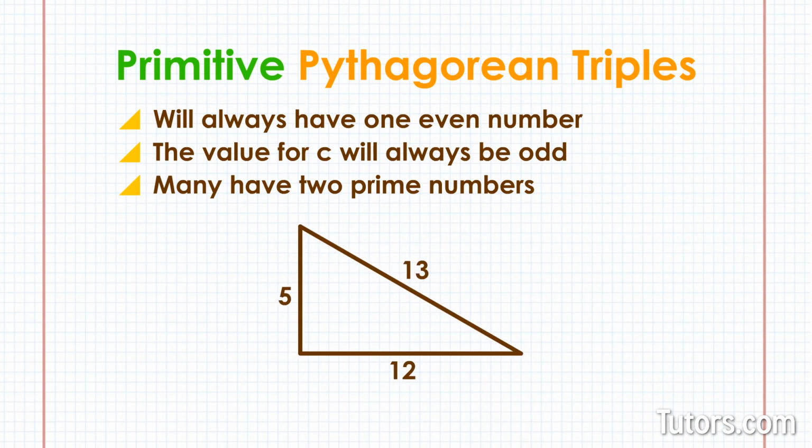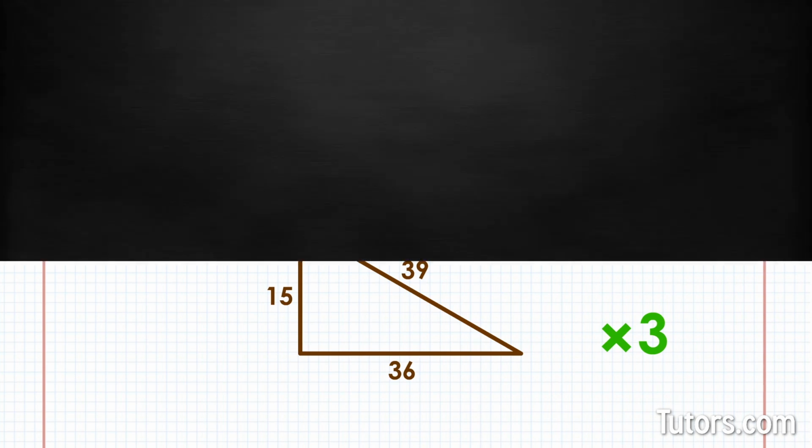You can quickly generate iterations of that, none of which will be primitive, using the same multiplying method we used before. Times it by 2 to get 10, 24, 26. Times it by 3 to get 15, 36, 39, and so on. All the right triangles made using these multiples of our original primitive Pythagorean triple will be similar as well.